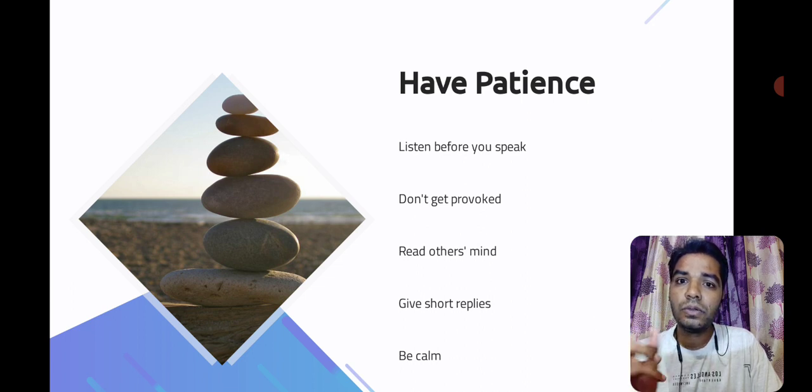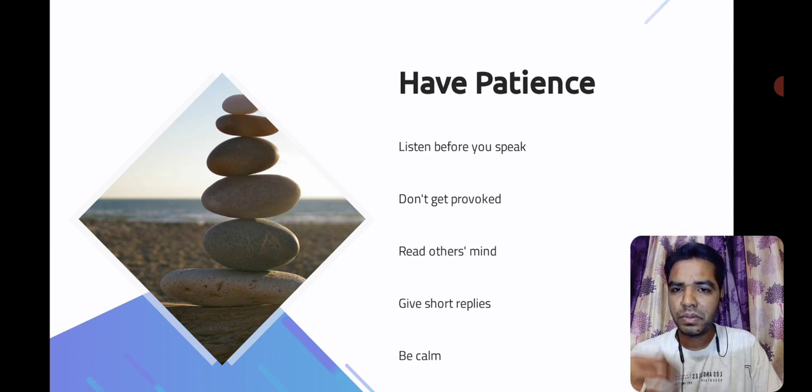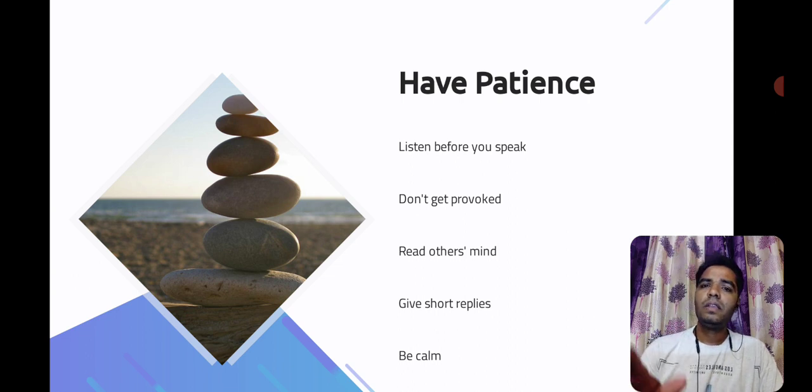And always give short replies to strangers. Don't just speak. Let's say you are going on a bus and your fellow passenger initiates some talk with you. You give short replies in the beginning. If he is speaking directly from the heart, and you are very sure about it, then you continue the conversation. Otherwise, you better cut it down because we cannot believe friends nowadays. How can we believe strangers nowadays? And always be calm.